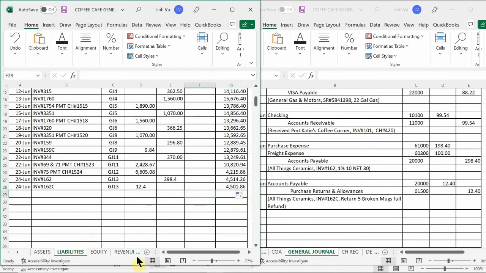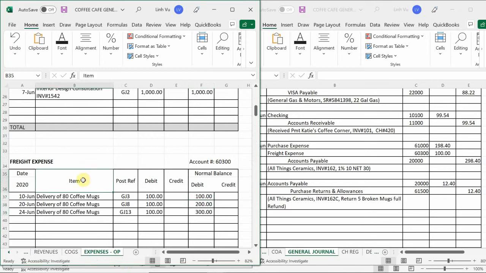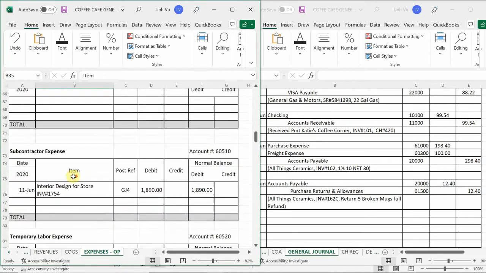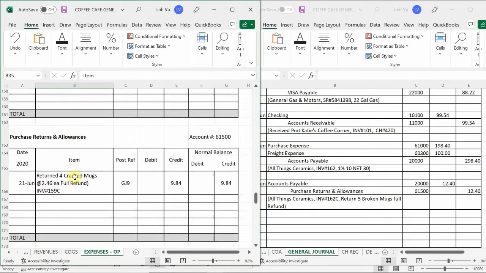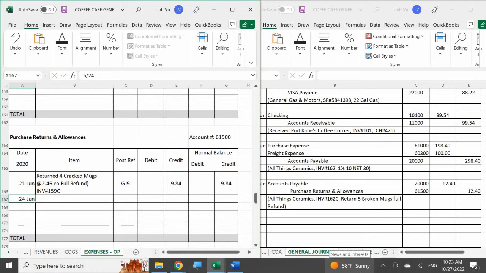And then we have purchase returns and allowances, which is going to decrease my purchase expense. So let's see. Right here, purchase returns. Returned 5 broken mugs. Now, are we going to actually send the broken mugs out? No, in this case, you're most likely not. That's a waste of money, right? You're sending broken items that are already broken at $2.48 each. Okay, full refund.